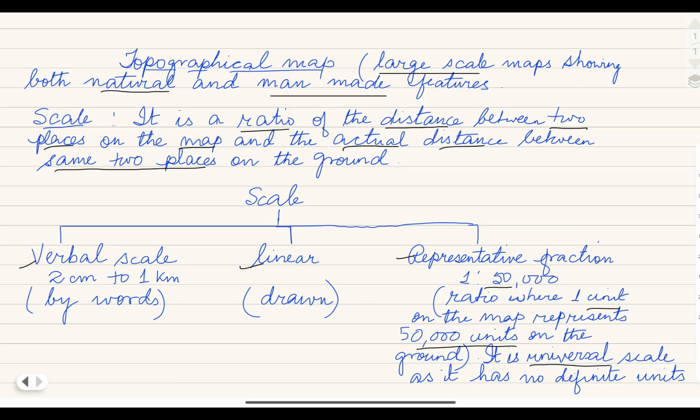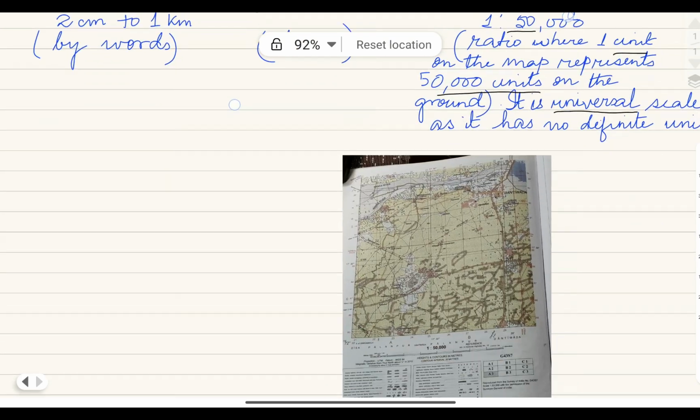Okay, so 1 unit, that means 1 is the numerator, and this 1 unit is the distance on the map, and 50,000 units, that's the denominator, and this 50,000 is representing the distance on the ground.